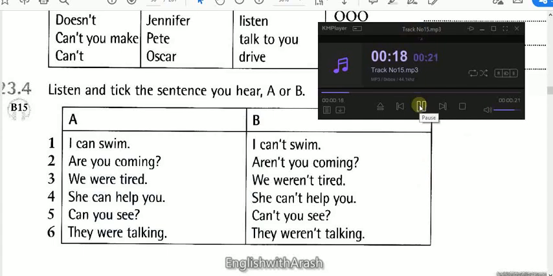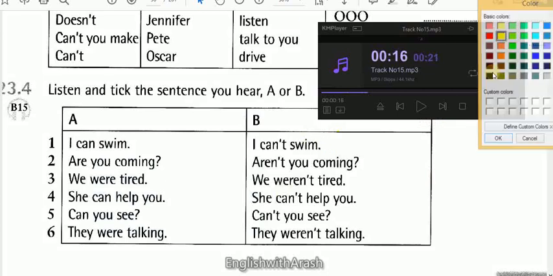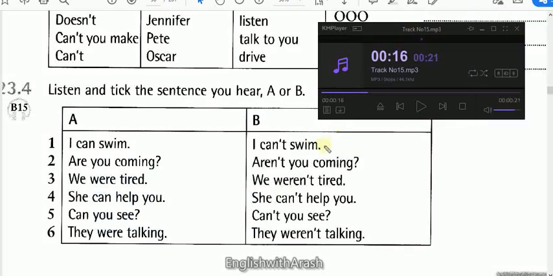One. I can't swim. So what did you hear, A or B? Two. I can't swim. Very good, Parisa. B. I can't swim. Because of stress, you have a stress on can't. I can't swim.